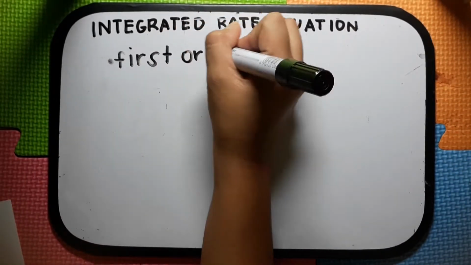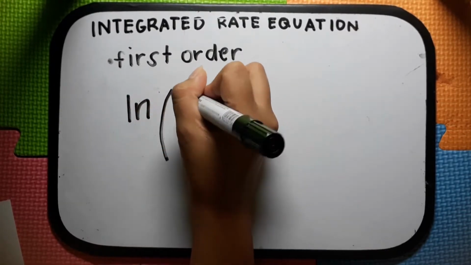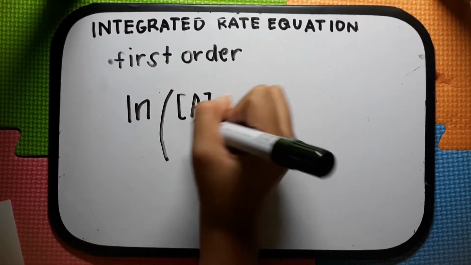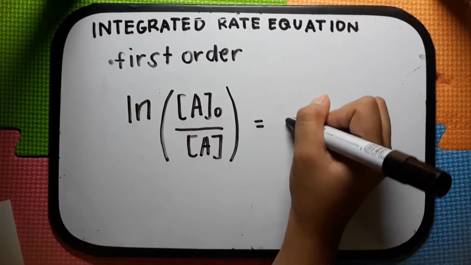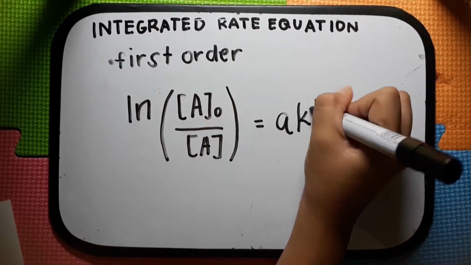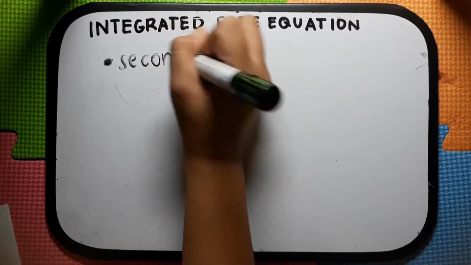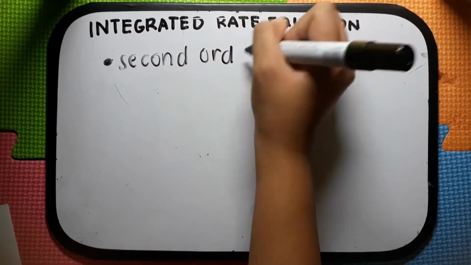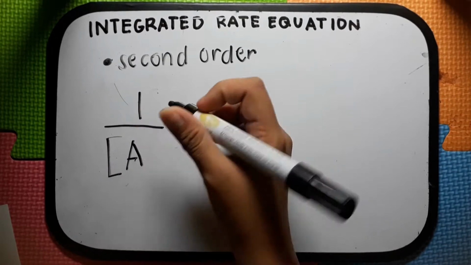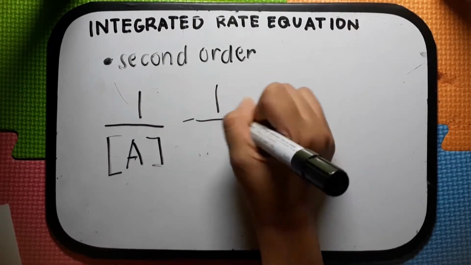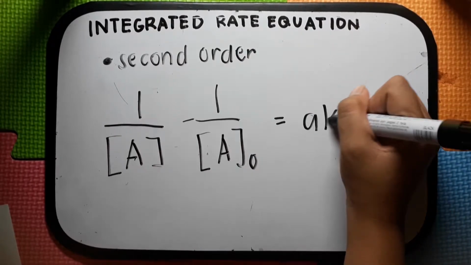In first order, the ln of the quotient of initial concentration and remaining concentration is equal to the product of rate constant, time elapsed, and the coefficient. In second order, the difference between the reciprocal of remaining concentration and the reciprocal of the initial concentration is equal to the product of rate constant, time elapsed, and the coefficient.